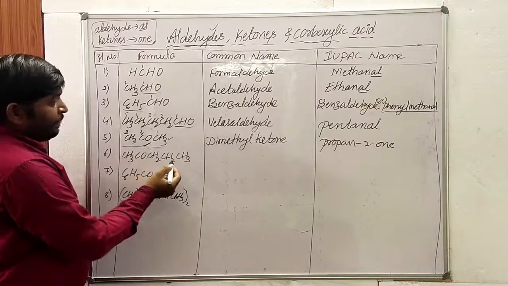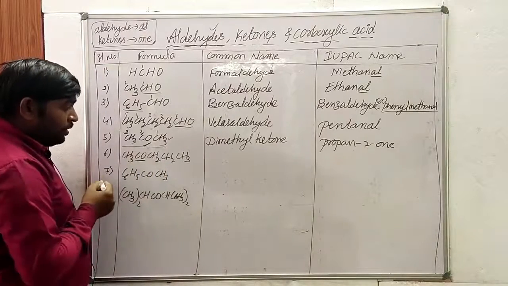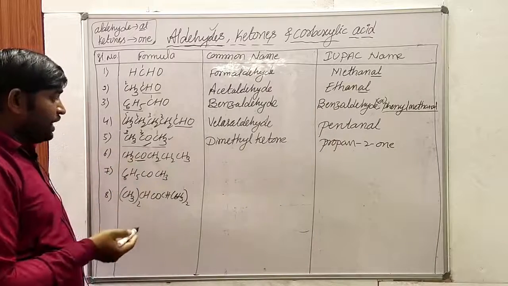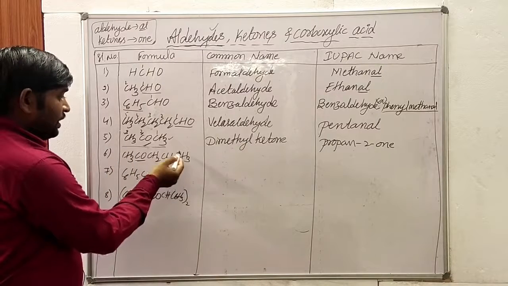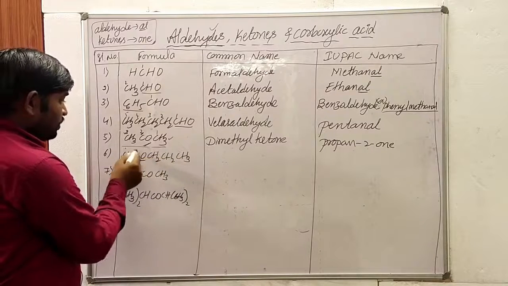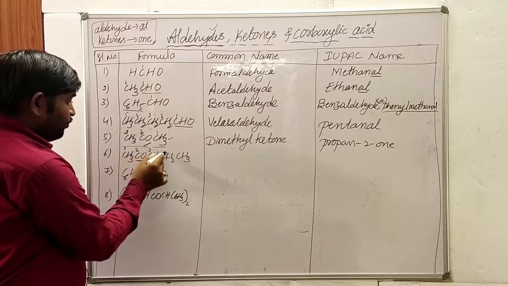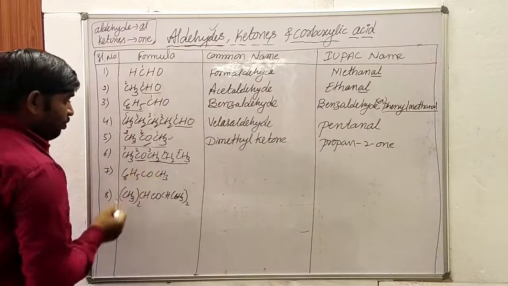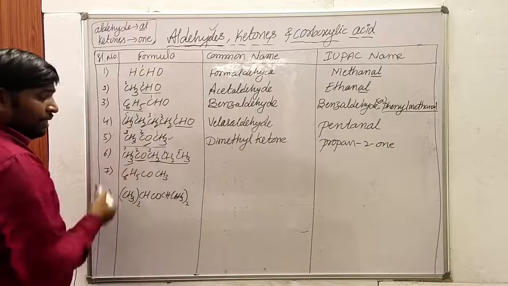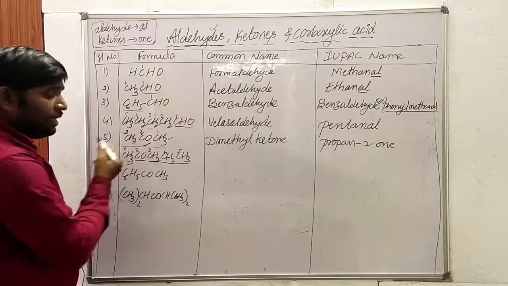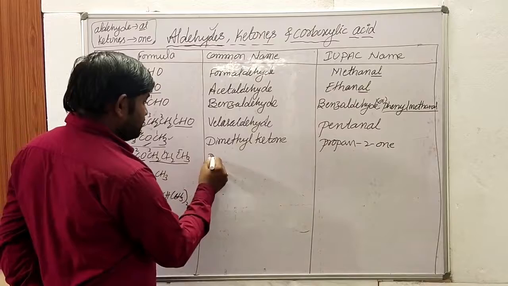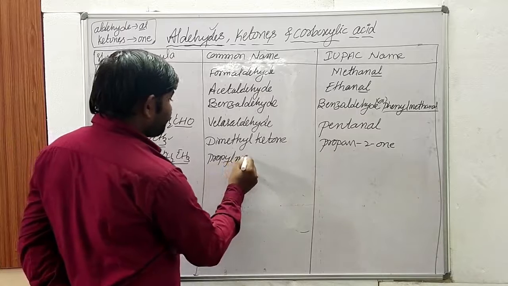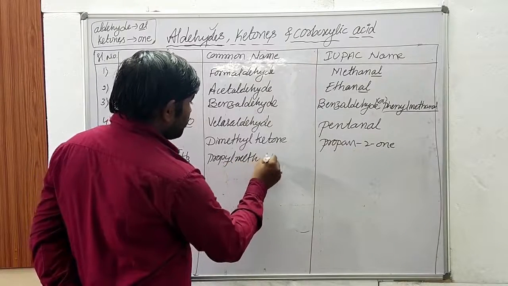Next is this molecule. Here is the carbonyl group. How do you assign the numbers? While assigning the numbers, we have to consider which end the functional group is nearer to, either this end or this end. Here 1, 2, 3 is too long. This is 1, 2, it is very near. That's why we number 1, 2, 3, 4, 5. What is the common name for this? This is propyl, this is methyl. P comes first. Propyl methyl ketone is the common name.